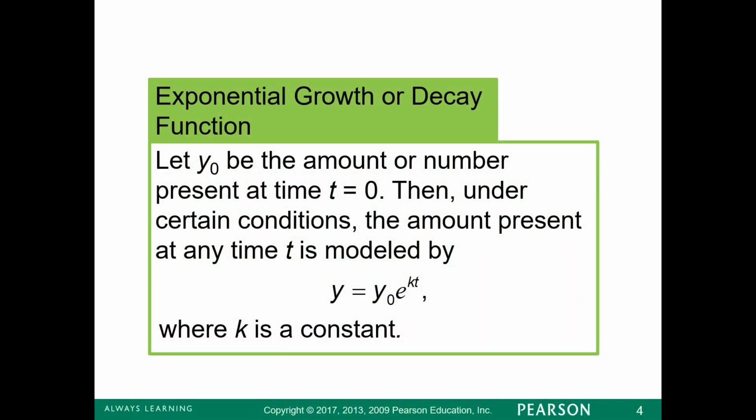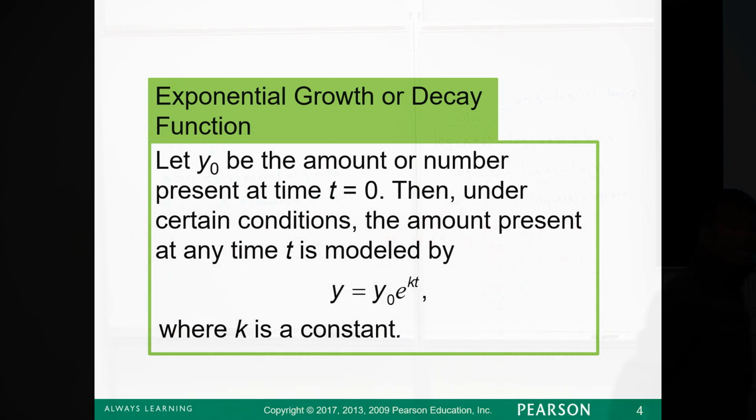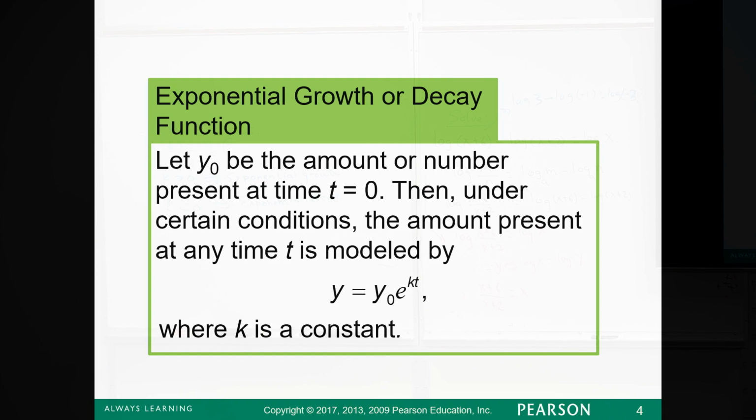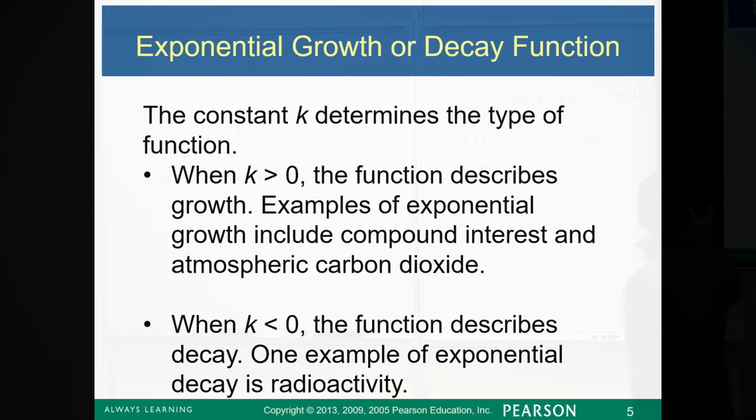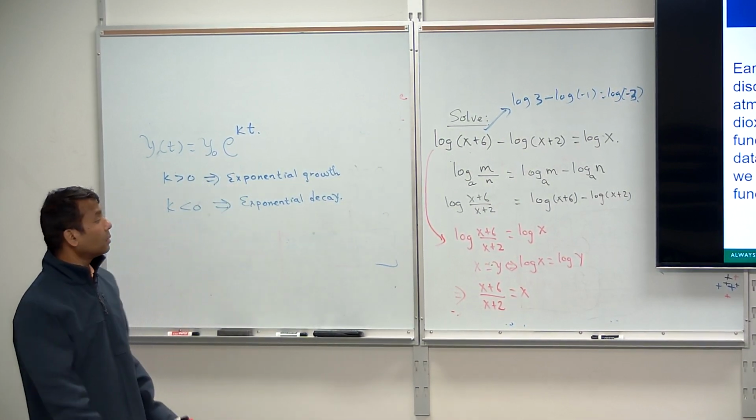Let y0 be the amount or number present at time t equal to 0. Then under certain conditions, the amount present at any time t is modeled by y equal to y sub 0 e to the power kt, where k is a constant. Good? Okay. And I told you when k is positive, it is the growth function. When k is negative, it will be a decay function.